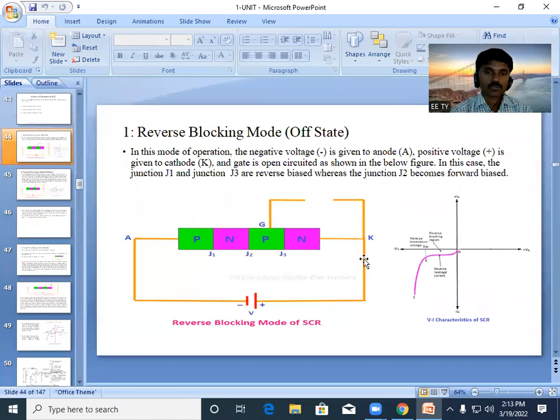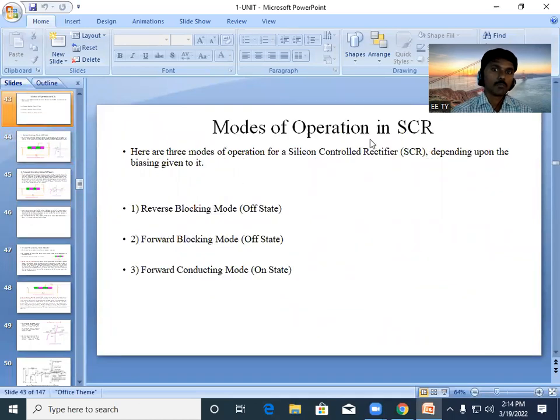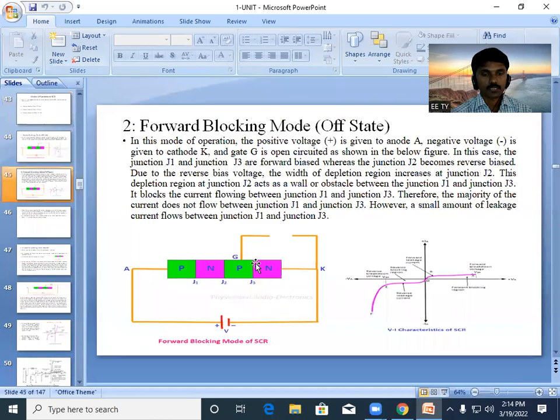Okay. So today we will discuss the VI characteristics of SCR. Clear? It is almost the same concept, so don't get any confusion. Modes of operation of SCR and VI characteristics of SCR are the same, but sometimes they can ask the question, explain the VI characteristics of SCR, or what are the modes of operation of SCR. In both ways they can ask, but the answer is only one. So I will repeat this topic.